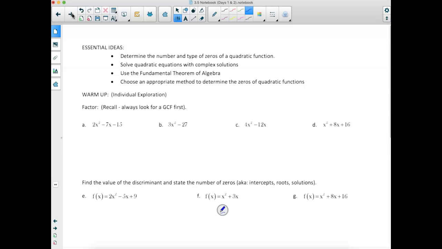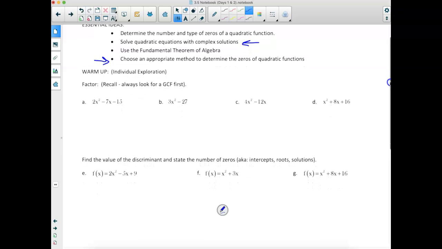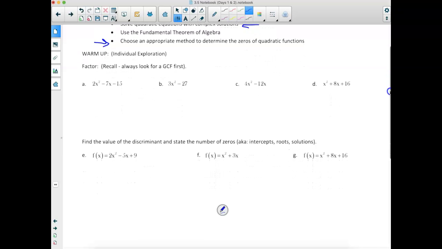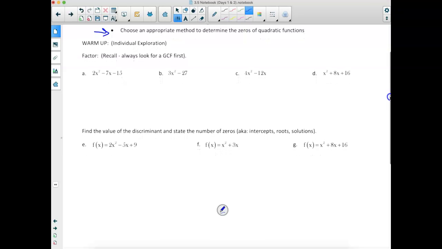No big deal. Essential ideas, basically what we are doing: we're determining the number and types of zeros for a quadratic function. We've done that using the discriminant. Today we're going to do more solving equations, and some of those equations may or may not have complex solutions or the imaginary number i in them. We're going to use the fundamental theorem of algebra. The key for this section is right here: choose the appropriate method to determine the number of zeros a quadratic function has, which means choose the appropriate method in order to solve a function.